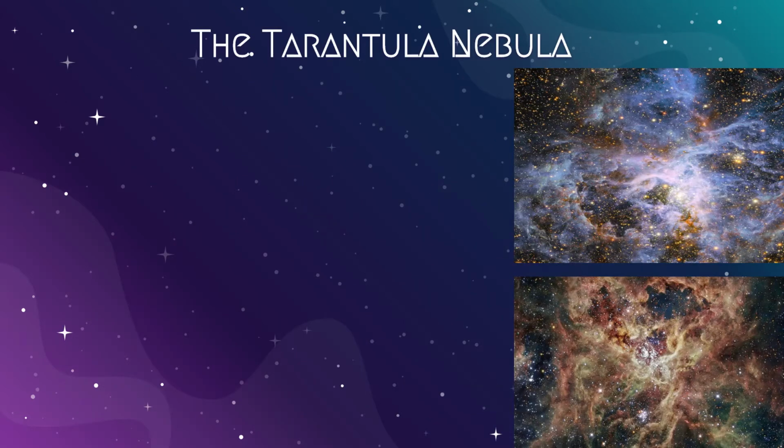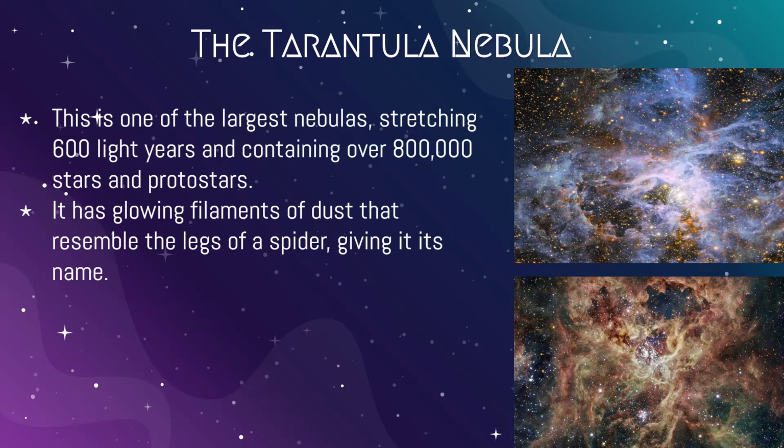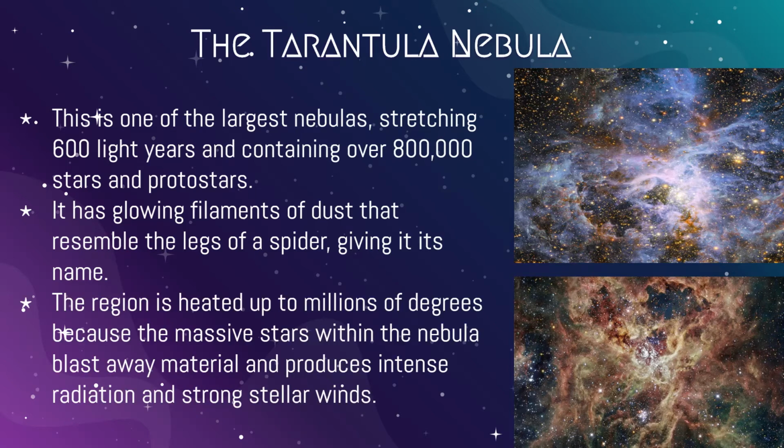The Tarantula Nebula is a specific type of nebula in the universe. It is one of the largest nebulas, stretching 600 light years and containing over 800,000 stars and protostars. It has glowing filaments of dust that resemble the legs of a spider, which is why it has the name Tarantula Nebula. The region is heated up to millions of degrees because the massive stars within the nebula blast away material and produce intense radiation and strong stellar winds.